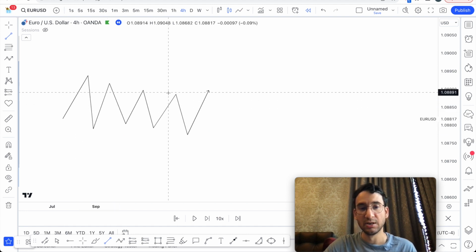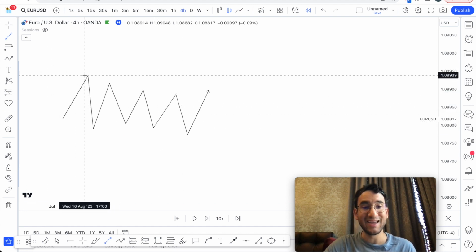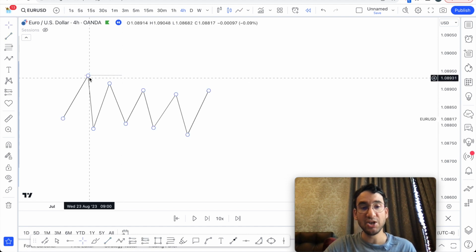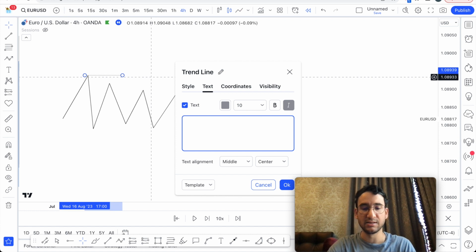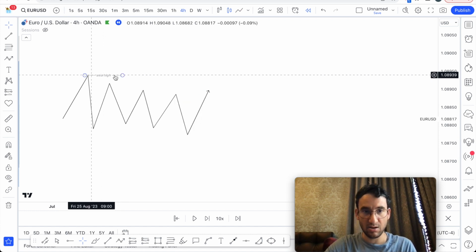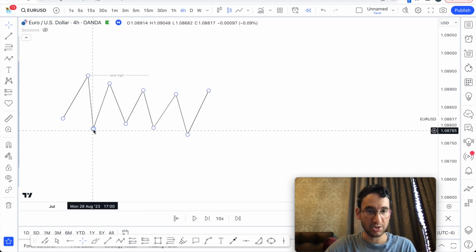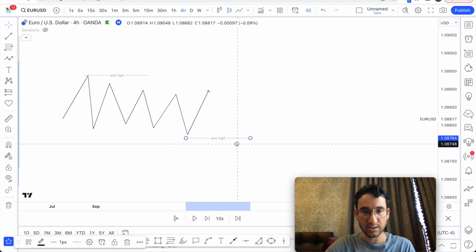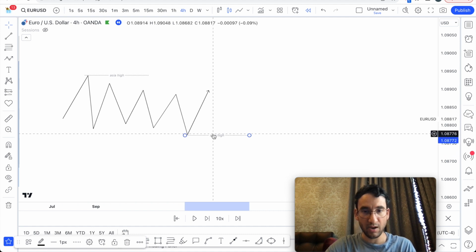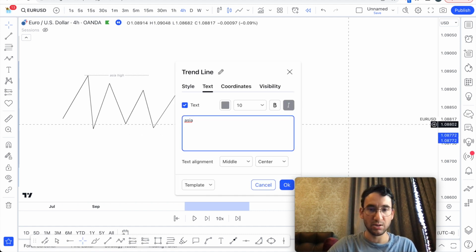What you're going to typically look at, let's just pretend this is the Asia session, is to find the highest point of the Asia high. We'll say this is the Asia high here, the most highest of the Asian highs. And let's just say this would be the low point, the Asia low right there.